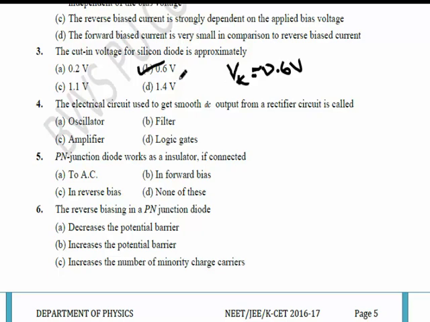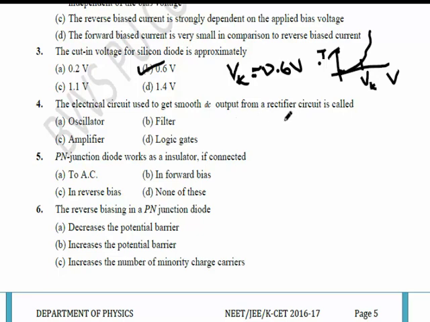So option B is correct, because at cut-in voltage, when you plot a graph of voltage versus current, we know that the current rapidly increases at one stage. That is called knee voltage. This knee voltage for silicon is 0.6 volt. Okay. So next question: the electrical circuit used to get smooth DC output from a rectifier circuit is called.